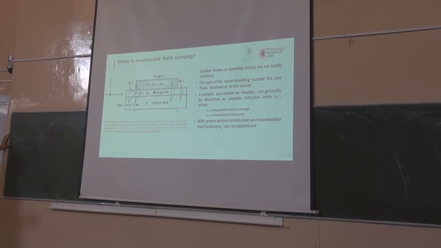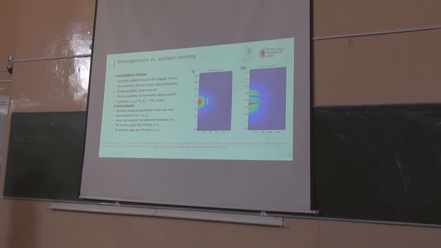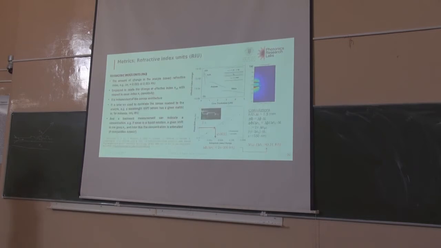And the propagation properties of this wave depend on all the refractive indexes involved, not only the ones of the waveguide, but also the one of the sample. And it can either change the phase through the real part of the refractive index, or it can absorb light. So you can see changes in phase, and you can see changes in the amplitude with a regular waveguide.